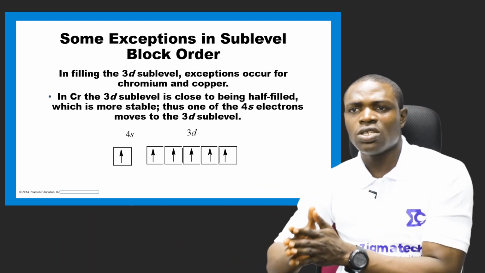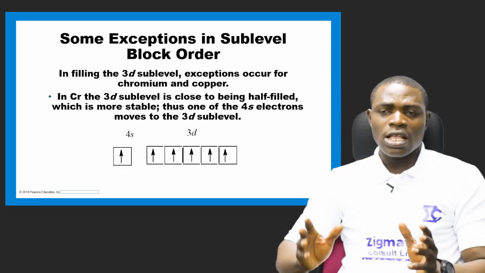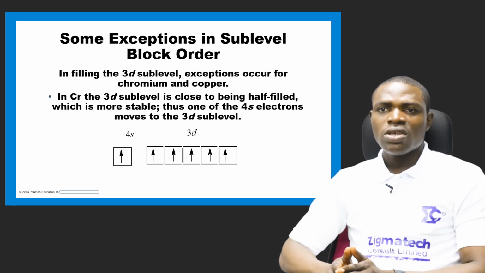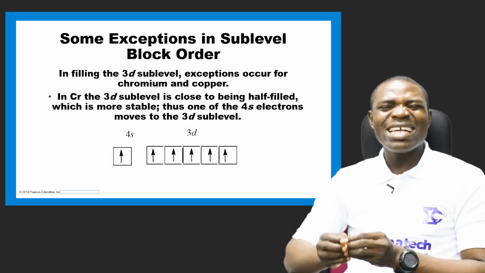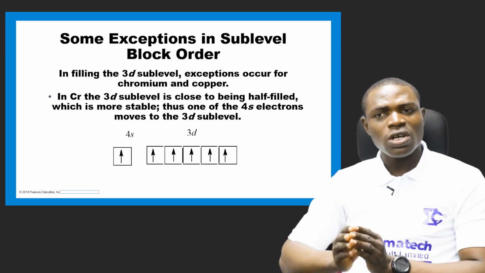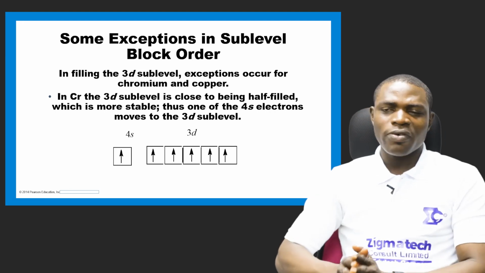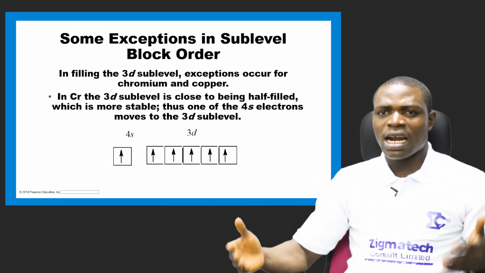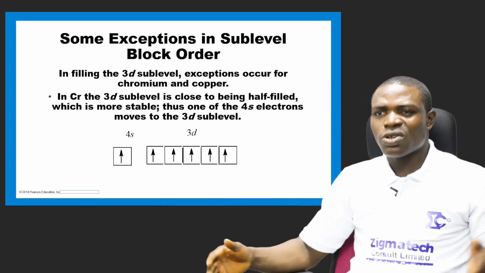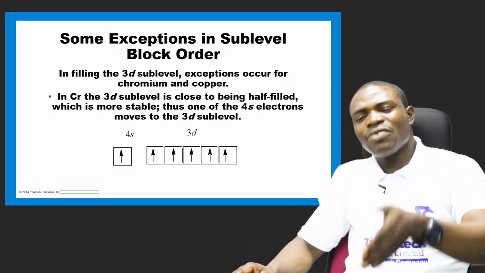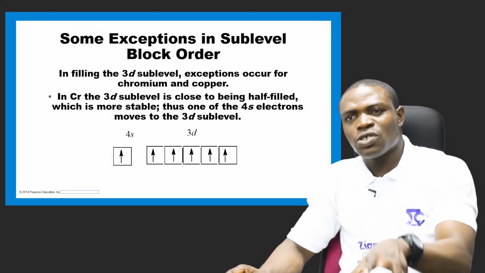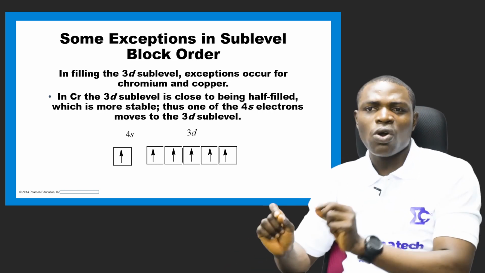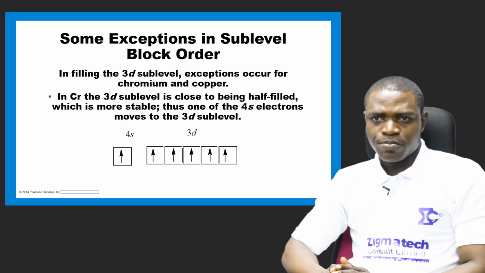Some exceptions in sublevel block order. Now, let me round up this section by telling you that there are some exceptions. It is very paramount that you know them, because if you don't, you'll be committing a lot of errors when you are writing electron configuration. Of course, there's a general pattern, there's a general rule, there are guides, but in some specific elements, there are exceptions. In filling the 3d sublevel, exceptions occur for chromium and copper.